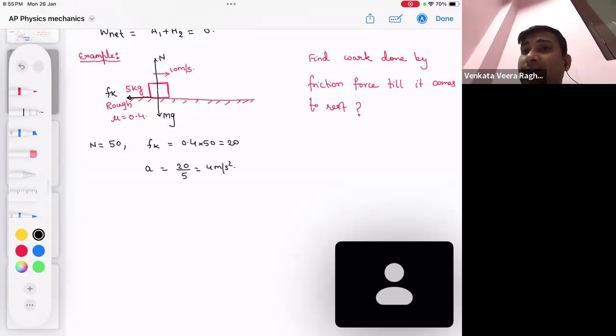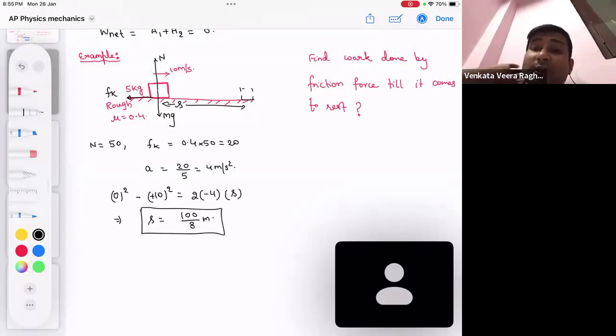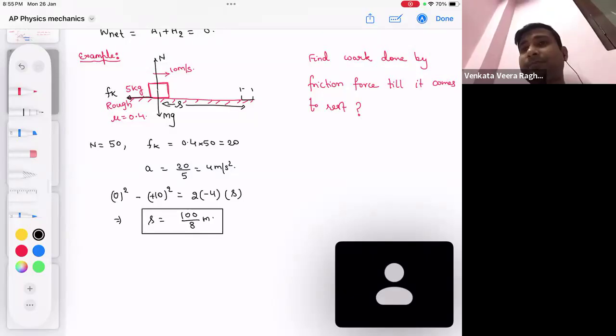So how much distance will it travel before coming to rest? Can we find out? Final velocity 0, initial velocity 10 squared, 2 into retardation -4, and displacement. So what displacement are we getting? 100 by 8 meter. Can we find the work done by friction then?